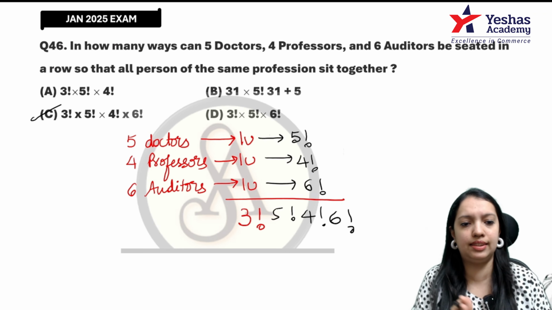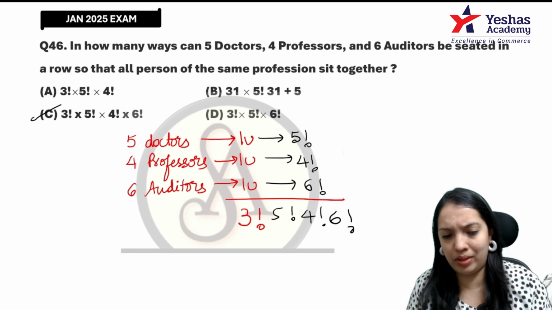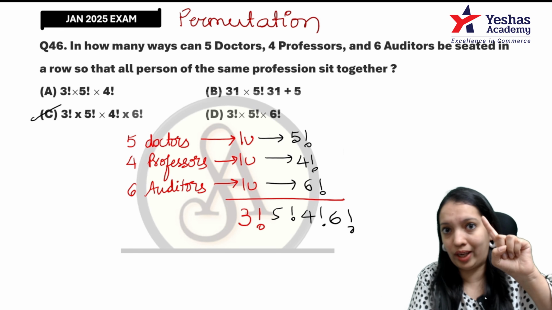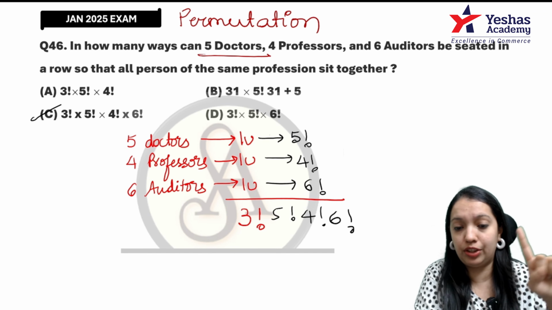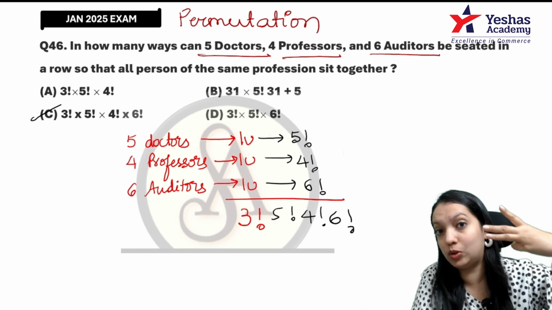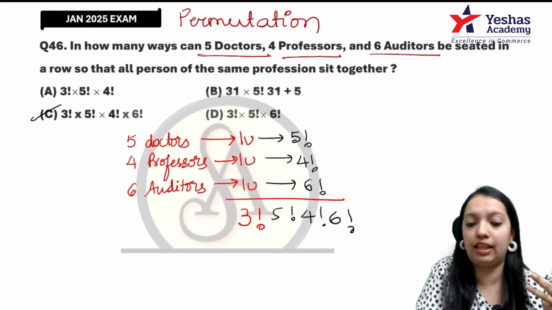Next, 46th question. In how many ways? This is from the Permutation chapter. Certain number of things together means you always take them as 1 unit. So 5 doctors are 1 unit, 4 professors are 1 unit, 6 auditors are 1 unit, total 3 units can be arranged in 3 factorial ways.